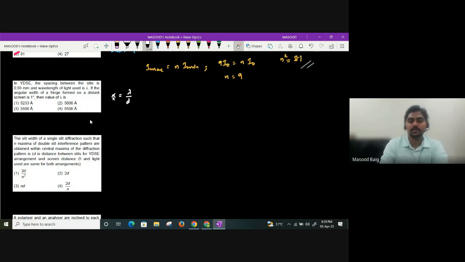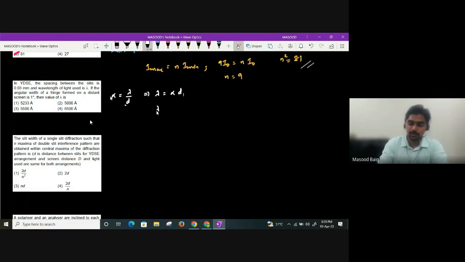Everyone, yesterday we took beta as the fringe width. It is given as lambda capital D by small d, whereas lambda by small d will be called the angular fringe width. They are asking us to find the value of lambda. What will the lambda value be? It will be alpha into d.